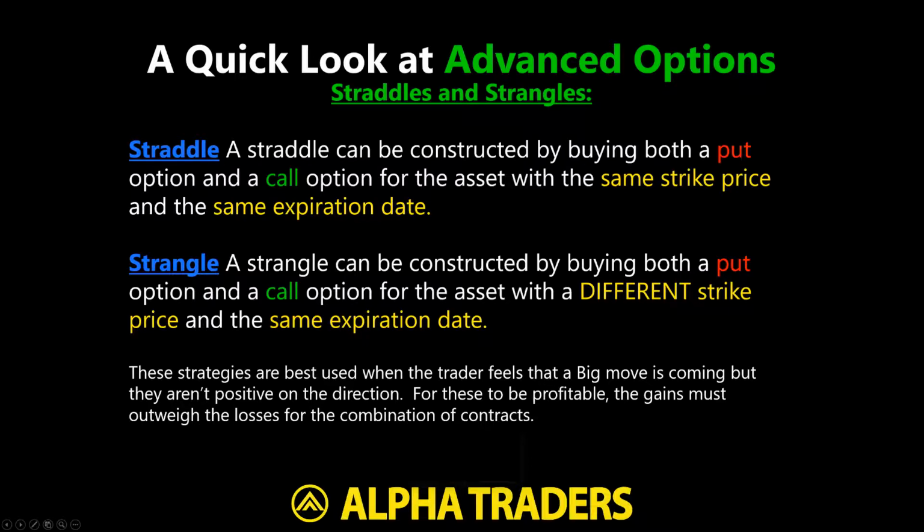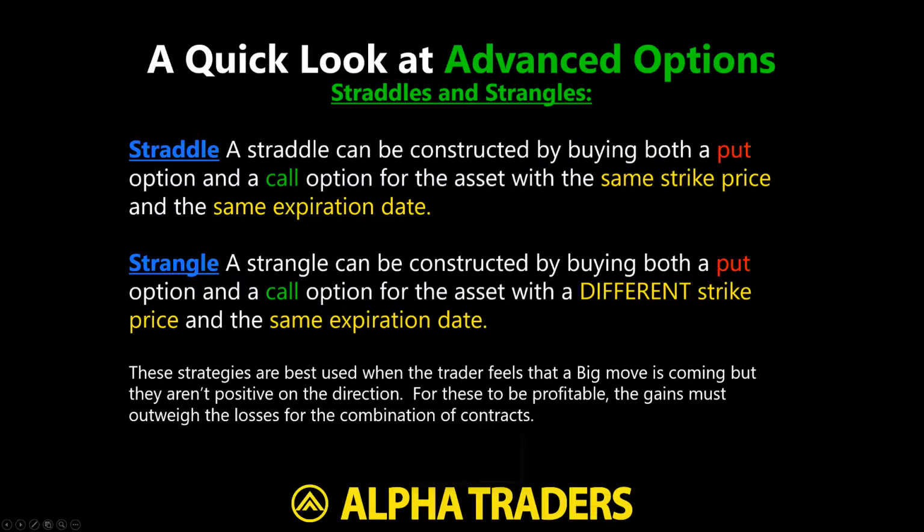So a straddle can be constructed by buying both a put option and a call option for an asset with the same strike price and the same expiration date. And we'll discuss why somebody would even do this in the first place in just a second.